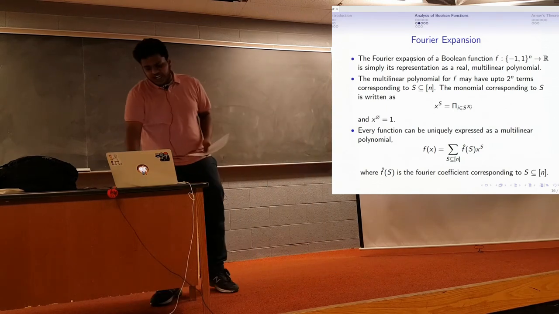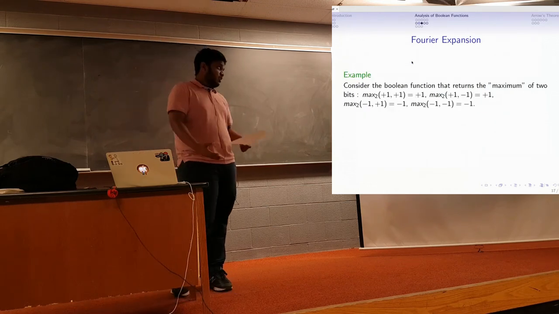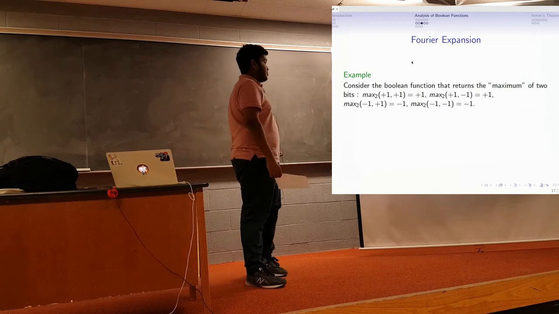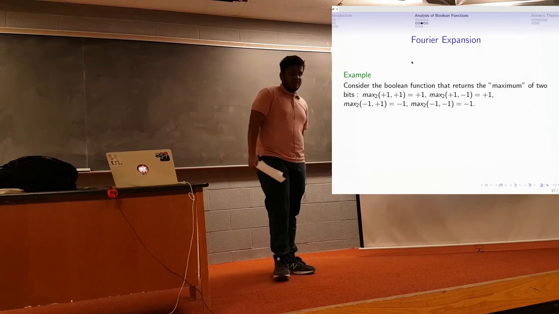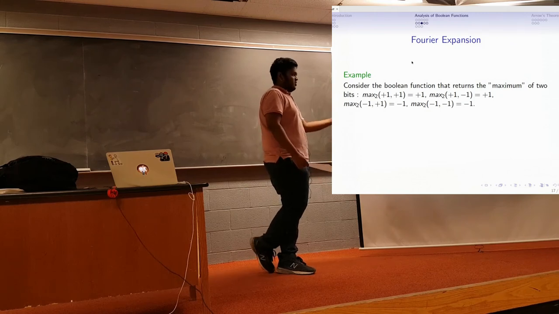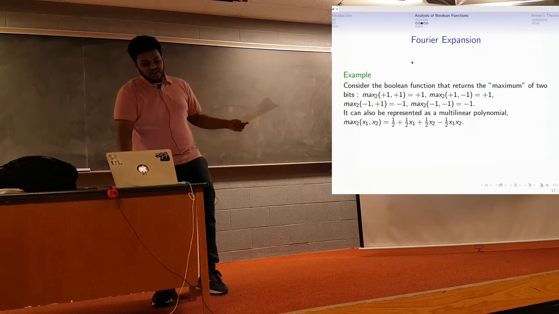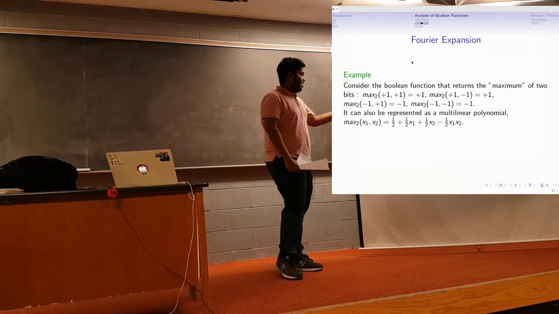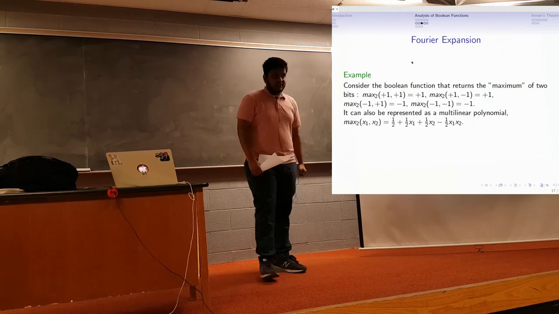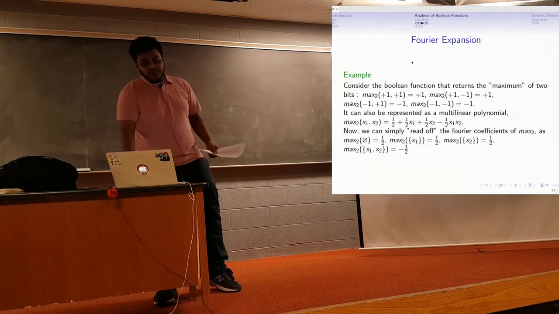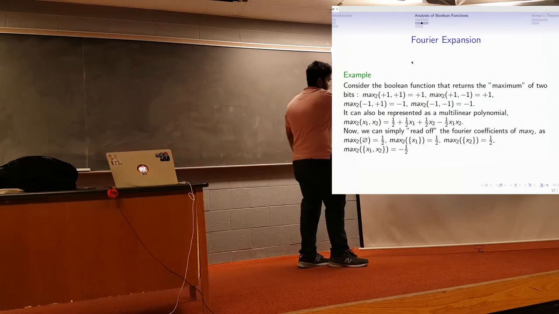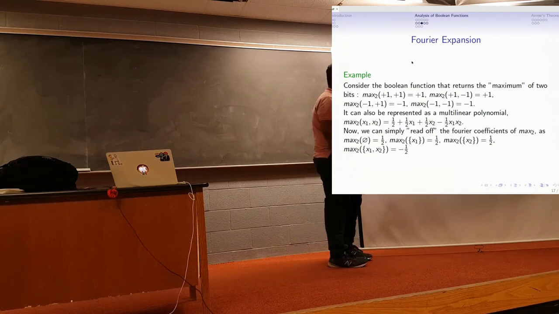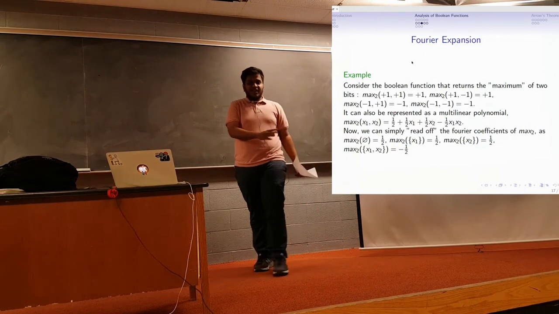So just to clarify this with an example and make it easier, we can consider the Boolean function that returns the maximum of 2 bits. So max of plus 1 and plus 1 is 1, max of plus 1 and minus 1 is plus 1, and so on. And we can easily check that this is the same as taking this polynomial, that is half plus half x1 plus half x2 minus half x1 x2. And now to calculate the Fourier coefficients, we simply read off these coefficients, and these are our corresponding Fourier coefficients. So the Fourier coefficient corresponding to the null set is half, the Fourier coefficient corresponding to the set containing x1 is half, and so on.